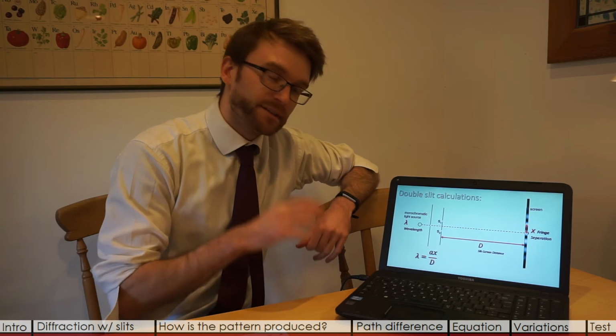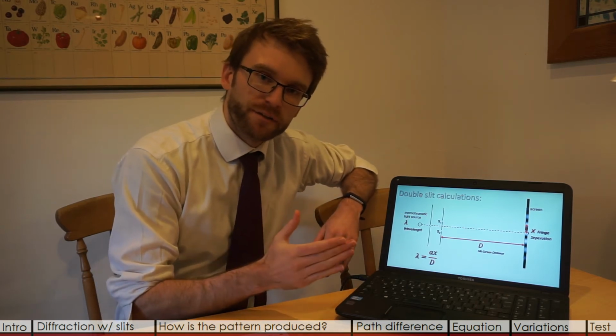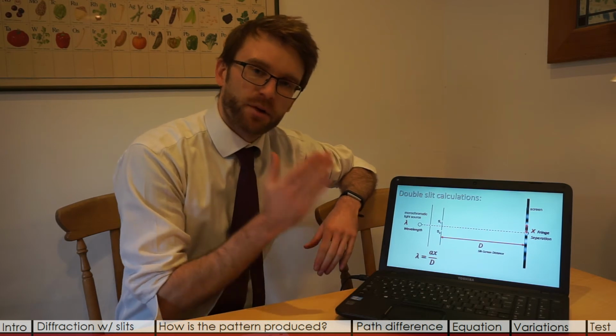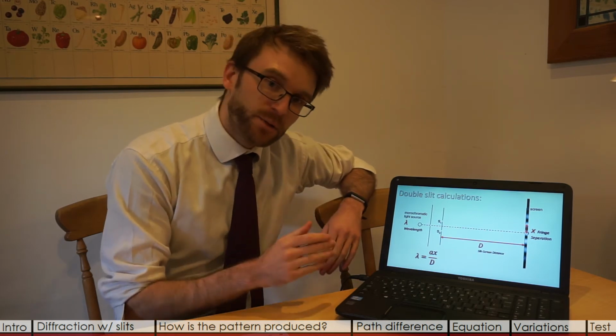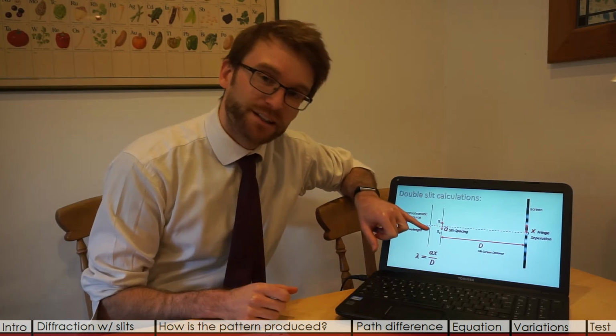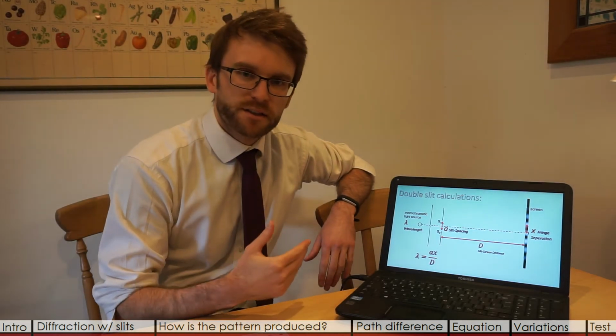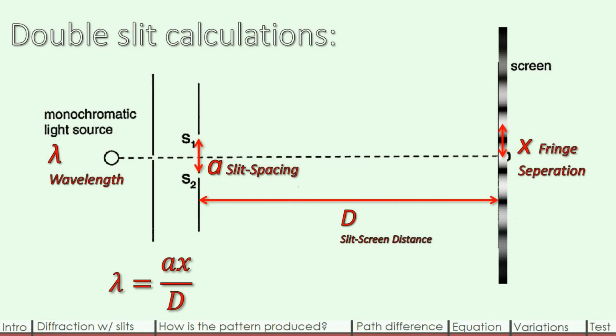X is the separation of fringes, so the distance between the centre of one bright fringe and the next bright fringe down. They are equally spaced in a Young's double slits experiment. A is the distance between slits. Remember that that has to be quite small. We're talking 10 to the minus 6, 10 to the minus 9 of a metre. The wavelength, as you know, is probably, for light, 10 to the minus 7 metres.